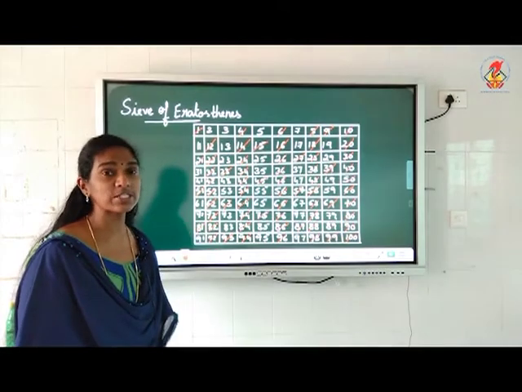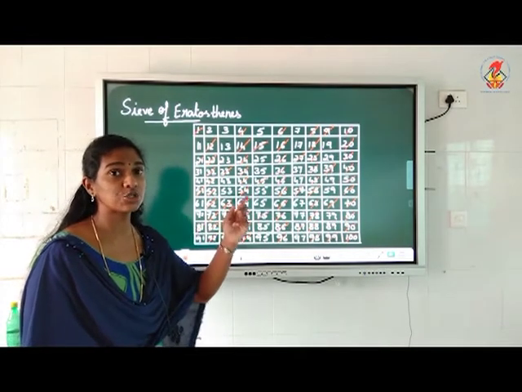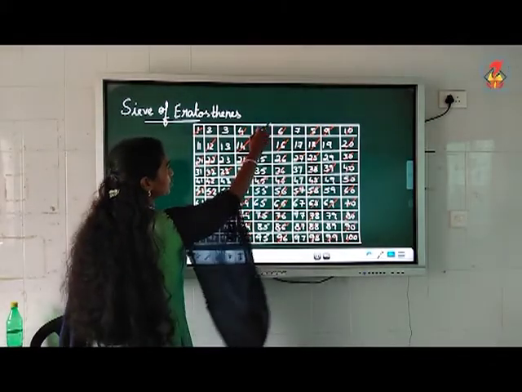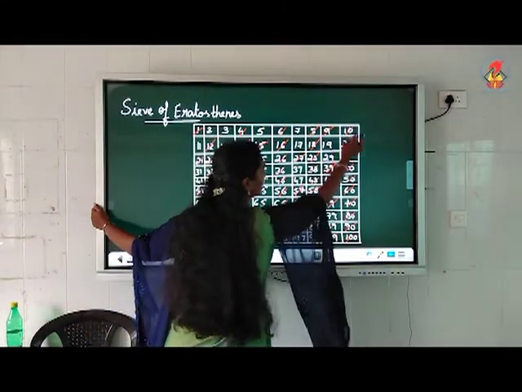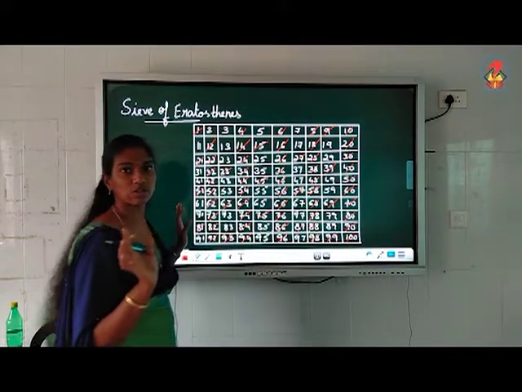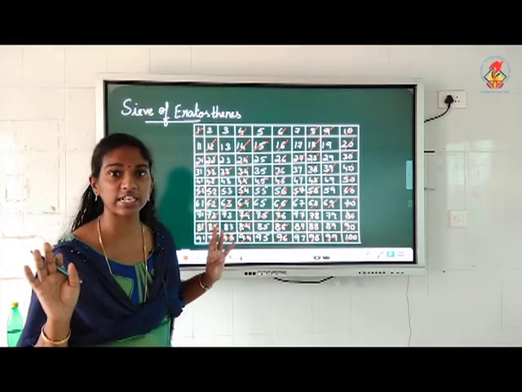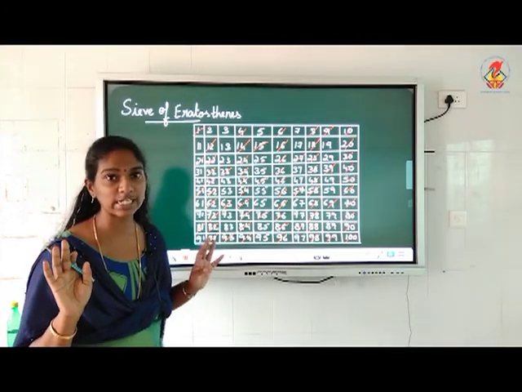How do you know the multiples of 5? The last digit should be either 5 or 0. So you just have to check this line and this line. That's all. Because if the last digit is 5 or 0, then it is divisible by 5. It is a multiple of 5.